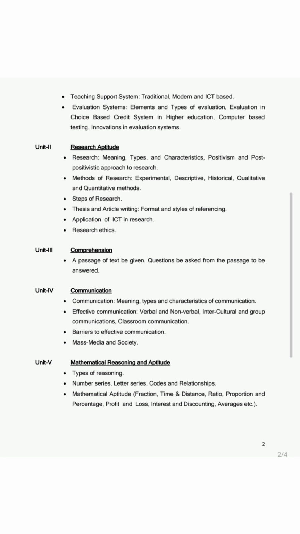Further comes the fifth unit, mathematical reasoning and aptitude. Here you will learn about types of reasoning. Every reasoning problem will be solved on the whiteboard, and you will know each step nicely in detail. Types of reasoning, number series, letter series, codes and relationships, mathematical aptitude, fraction, time and distance, ratio, proportion and percentage, profit and loss, interest and discounting, averages, etc.